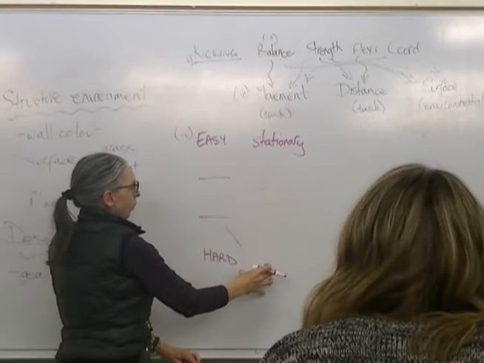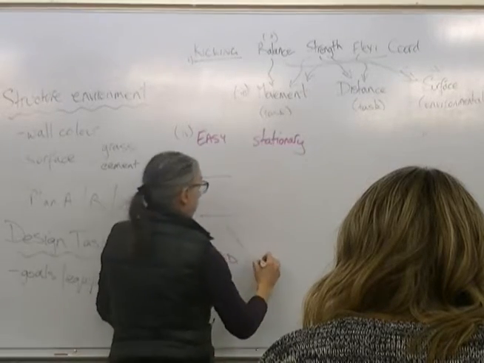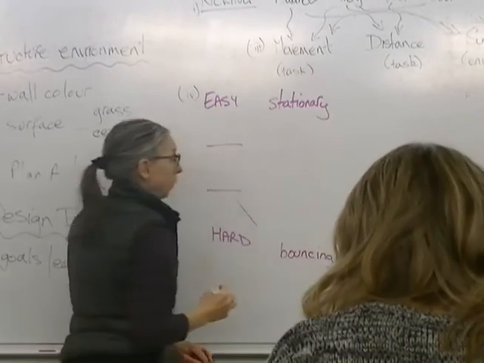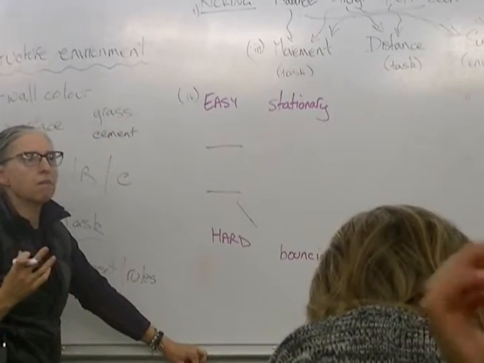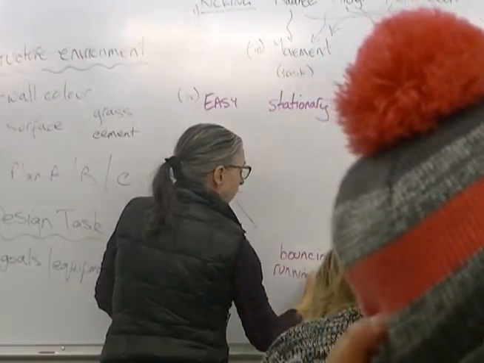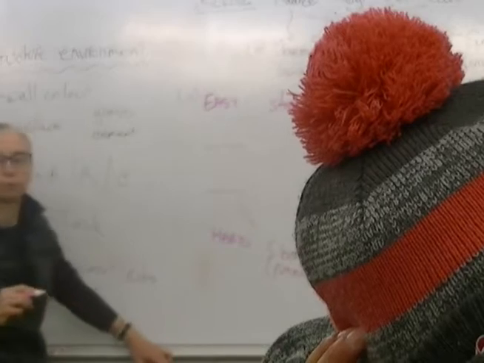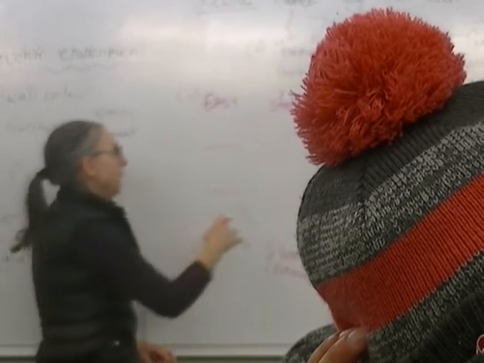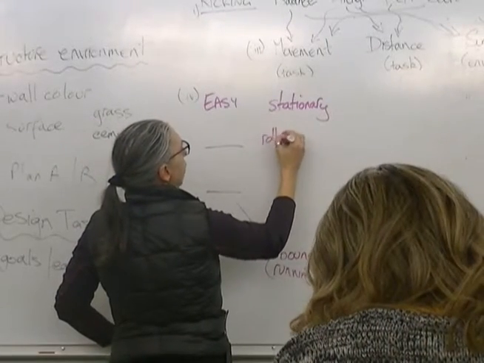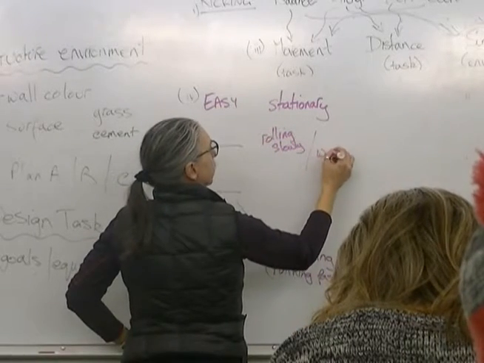What would be really difficult? Bouncing. Ooh, so if we're talking about the ball. Right? If we're talking about the person running fast. Something in between. So we could have the ball rolling slowly. We could have the person walking.